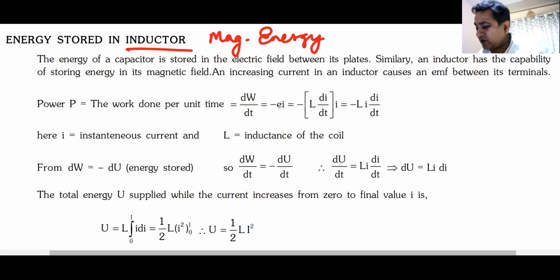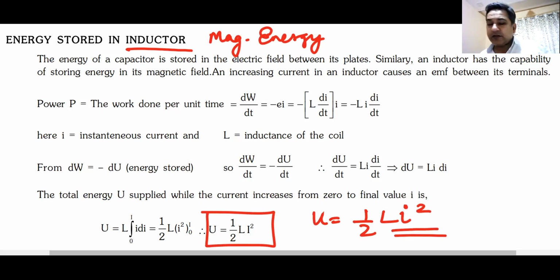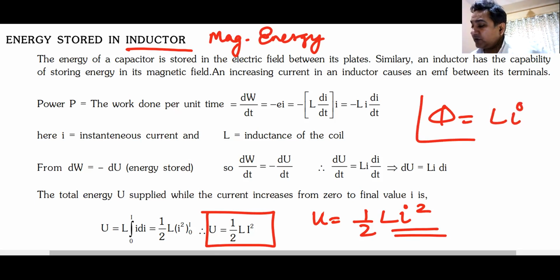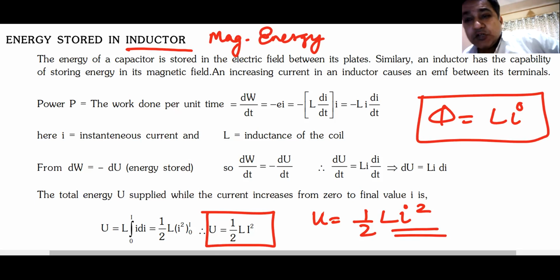I will not go into the derivation. How much energy does it store? The energy it stores is half L I square. Remember here the relation phi will be equal to Li. So once you know the relation in terms of L and I, you can find the relation of energy between L and phi and I. You can write the energy equation in terms of L and I, L and phi, and phi and I. Do we understand this? Yes, sir. Okay.